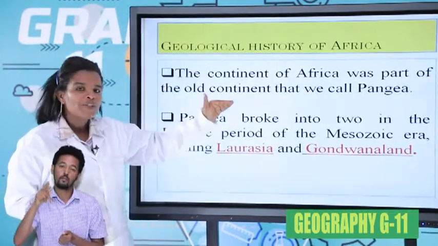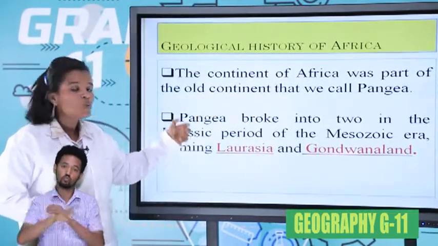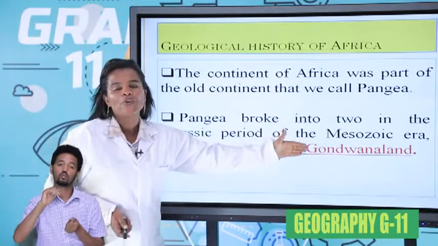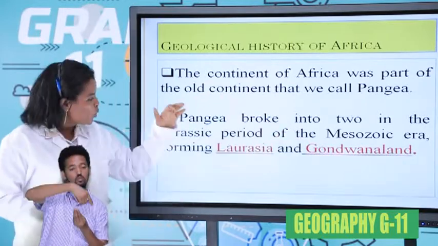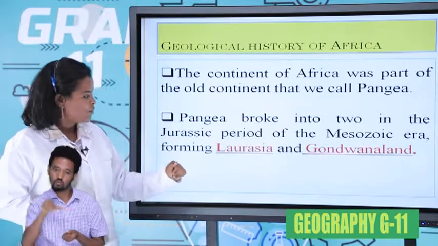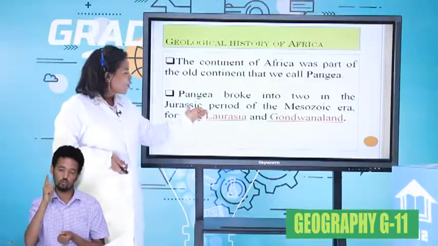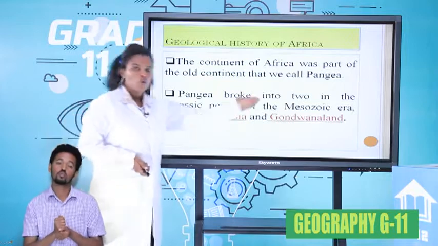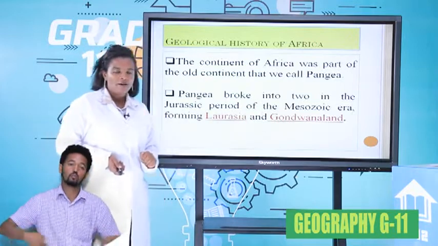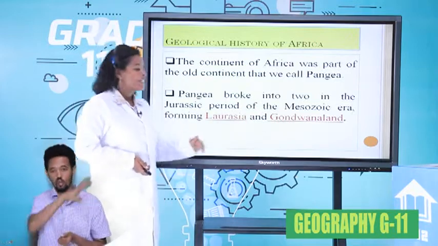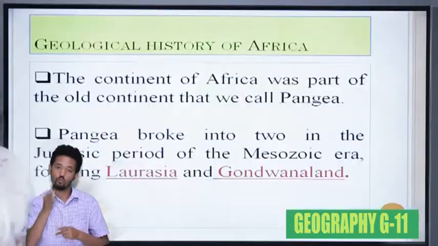Pangaea broke into two during the Jurassic period of the Mesozoic Era. The two continents of Pangaea are Laurasia and Gondwana. Laurasia is the northern part, Gondwana is the southern part. Africa is part of Gondwanaland.